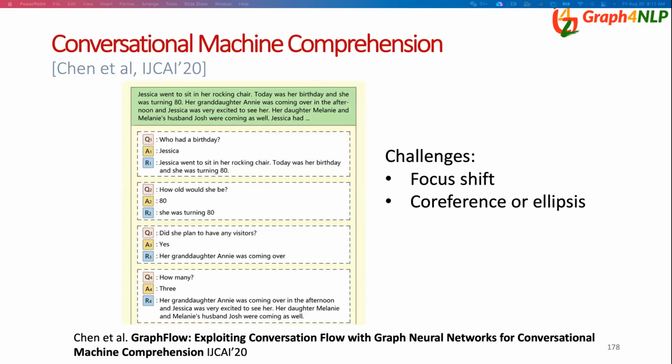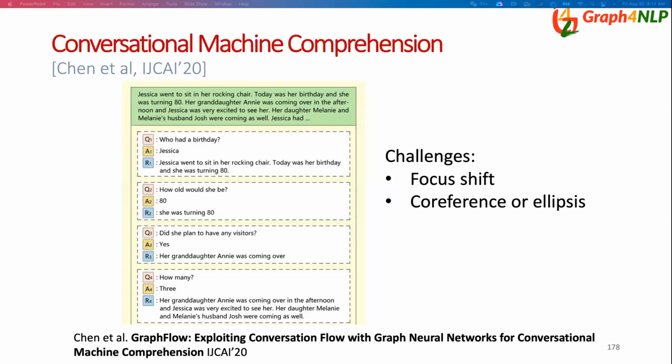Another reading comprehension problem is conversational machine comprehension. Unlike traditional machine comprehension, the conversational machine comprehension task is to answer a question in a conversational style, given a passage and a previous question answer pair, then you answer the current question in a thread. Despite the success of existing work on machine comprehension, conversational machine comprehension has proven to be much more challenging.